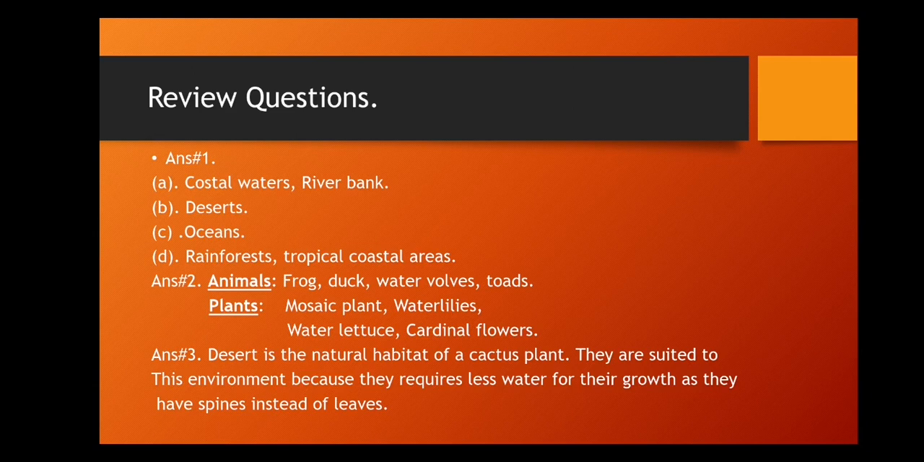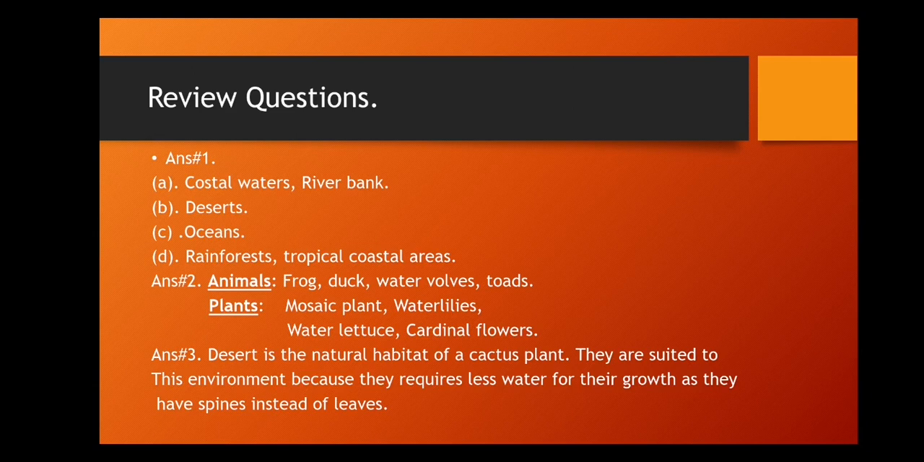Question number 2 is, a pond is a habitat of many plants and animals. Identify 3 plants and 3 animals living in a pond. Let's start. Number 1, the animals that live in the pond are frog, duck, water wolf, toad. Number 2, the plants that live in the pond are mosaic plant, water lilies, water lettuce, and cardinal flowers. This is question number 2.